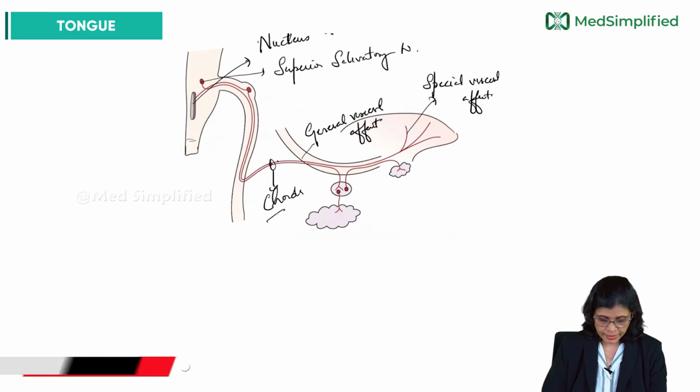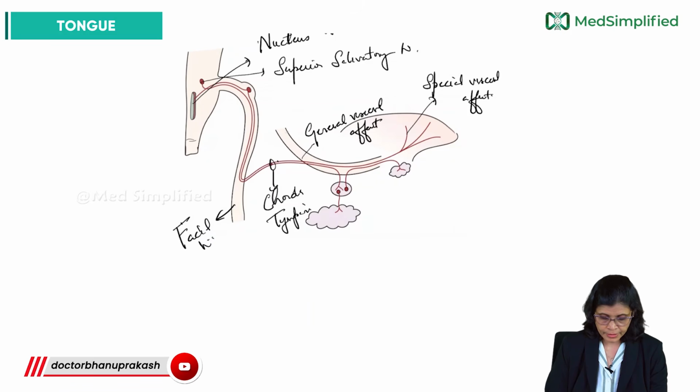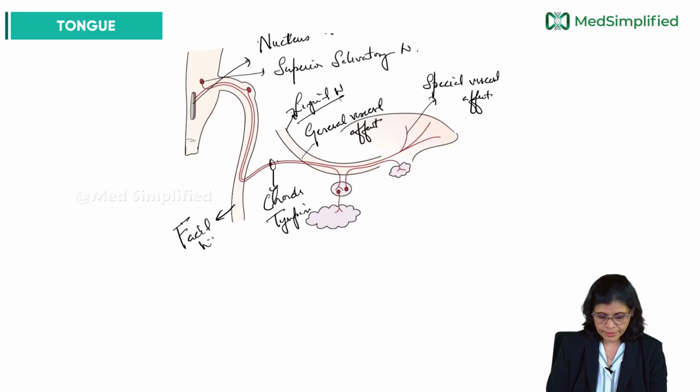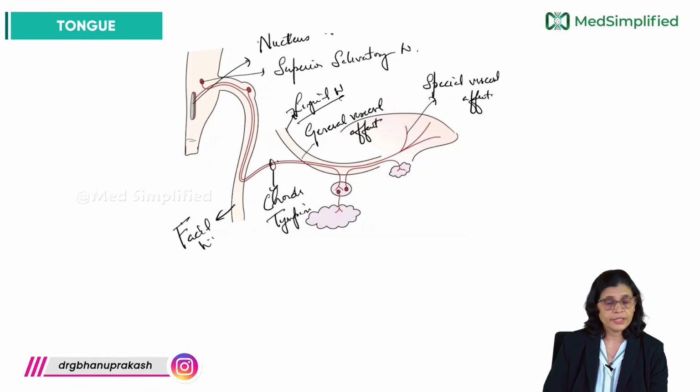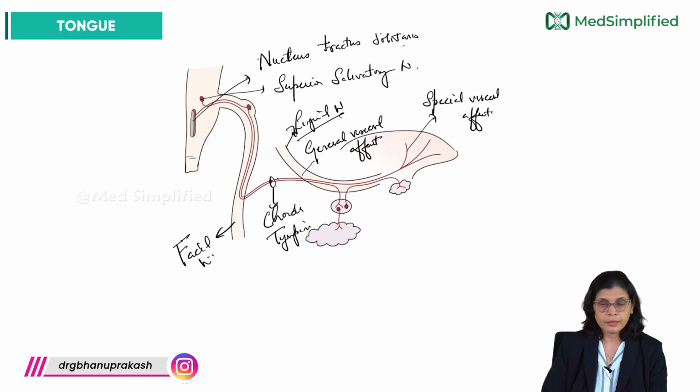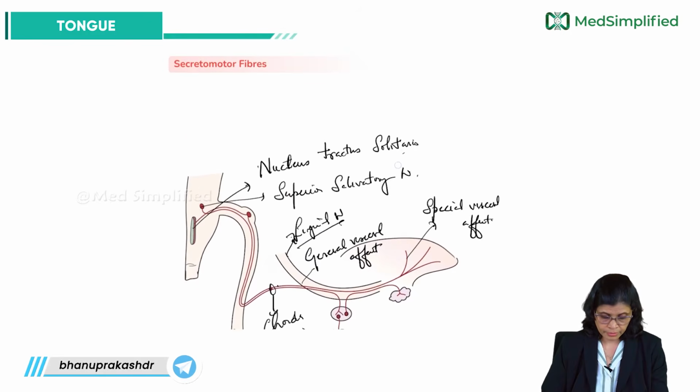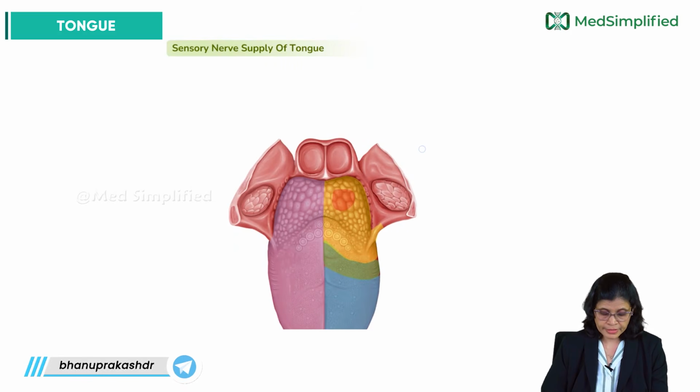So this chorda tympani nerve is a branch of the facial nerve. The lingual nerve basically carries the general sensations from the tongue. So general visceral afferent sensations are carried by the lingual nerve, and special visceral afferent are carried by the chorda tympani nerve. So that is about the secretomotor fibers.